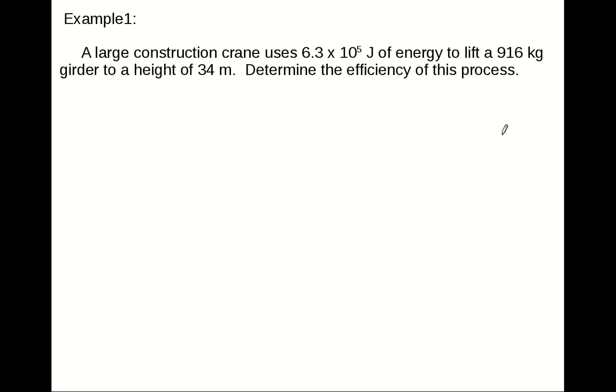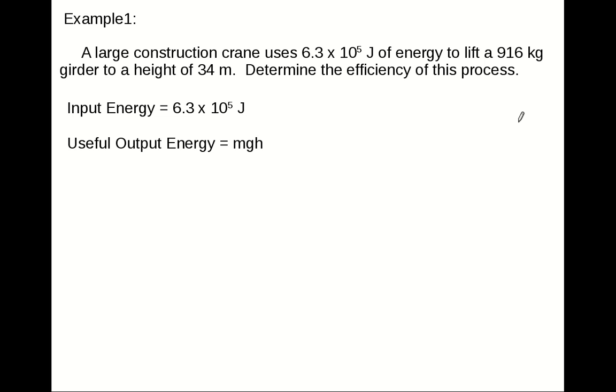Here's an example. We have a large construction crane. It's going to use about 630,000 joules of energy to lift a 916 kilogram girder to a height of 34 meters. And we want to calculate the efficiency for this process. So we'll write down our given values and our unknowns first. The input energy is given. The useful output energy, since the girder's height is increasing, we can use gravitational potential energy. So m times small g times h.